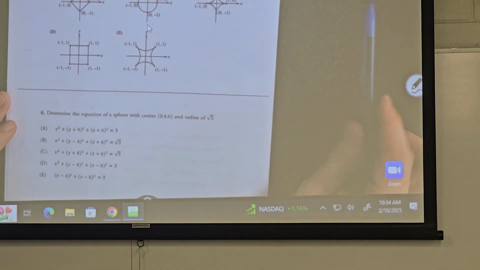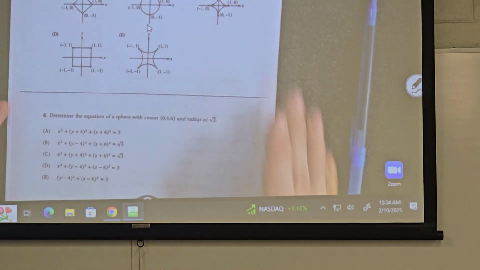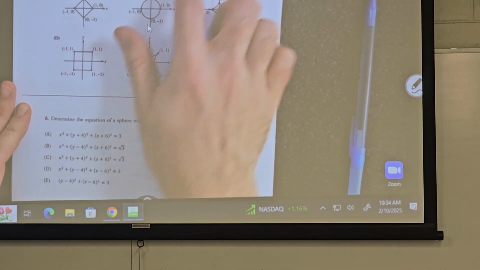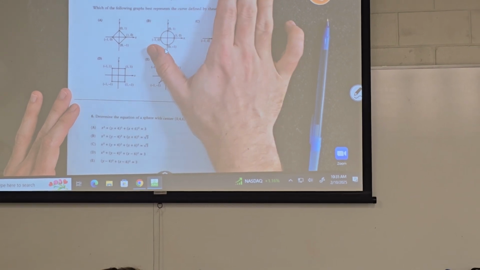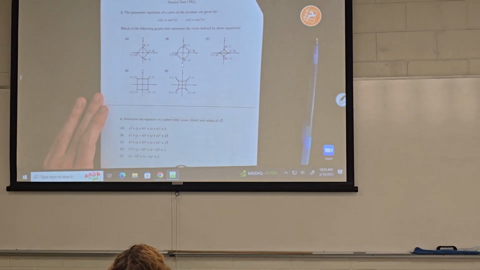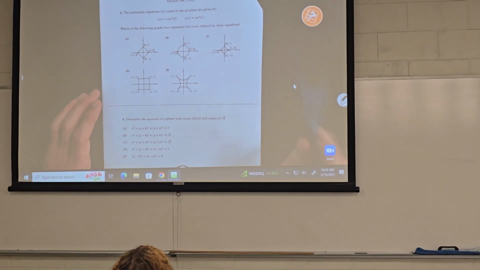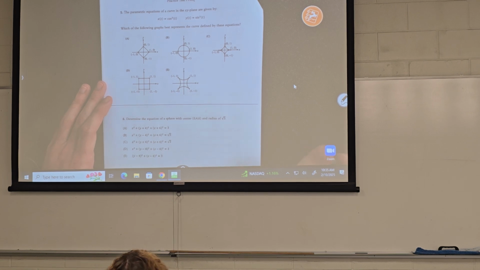5. The parametric equations of a curve in the xy plane are given by x of t and y of t. So this is just exercising, do we remember how parametric equations work? Which of the following graphs best represents the curves defined by these equations?